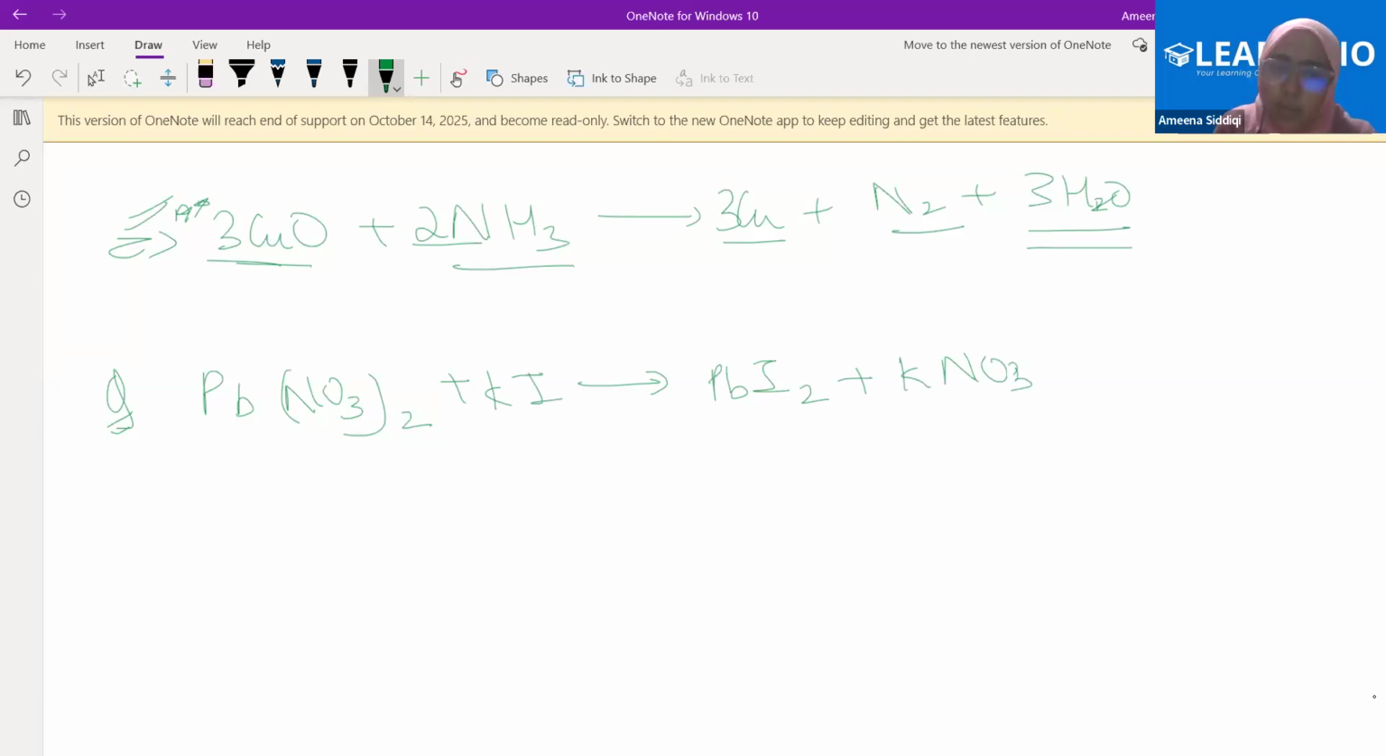Can you balance this one? Please try balancing this one. This is a question in the NCERT. Is that KI? Yes, that is KI. Pb(NO3) whole twice, plus KI gives you PbI2, plus KNO3.